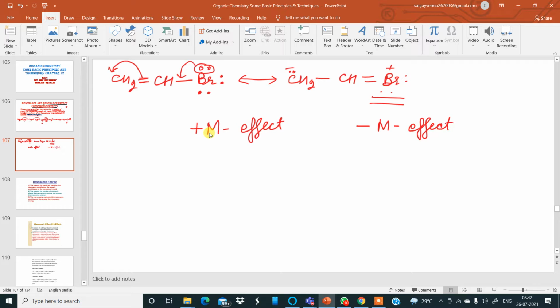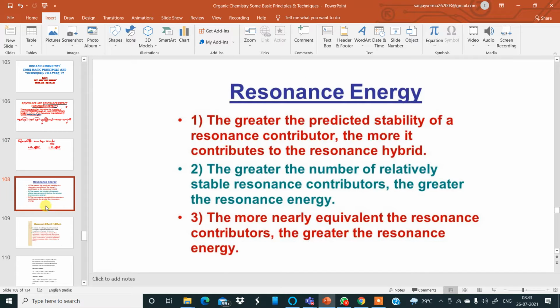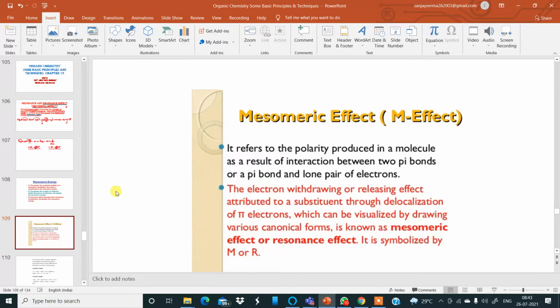Negative M effect. There are two types of effect. One is plus M effect, the other one is minus M effect. This I'll explain to you from the other slide. Let's have a look at the other slide. There is resonance, and I'll come back to this resonance after some time. Now, let's quickly finish off this mesomeric effect, which is also called M effect.